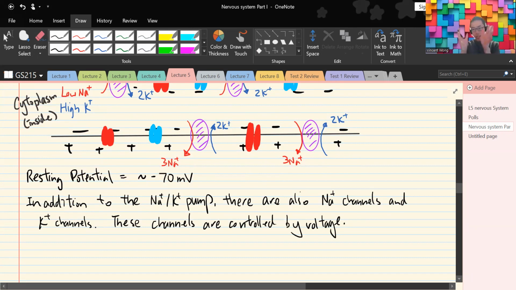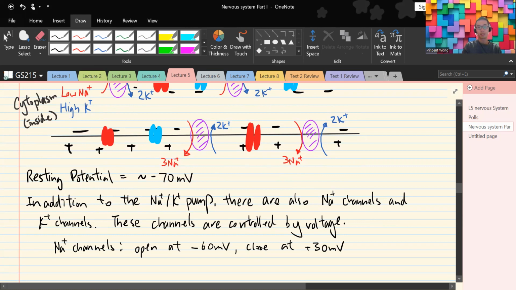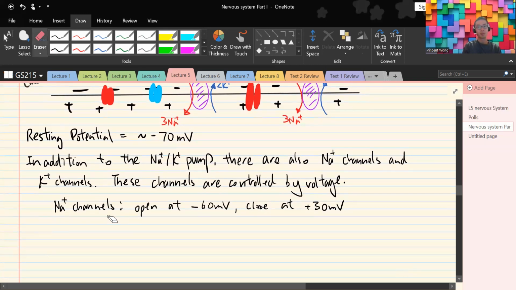Each of them will have a range of voltage where they would open, and beyond that range, they would close. For example, the sodium channels will open at minus 60 millivolts. And then they will close at, does anybody remember what number they close at? Yes, that's right. Positive 30 millivolts. If you read the textbook or some online stuff, they might say 33 or something. I just round it to 30 so it's easier for you to remember.